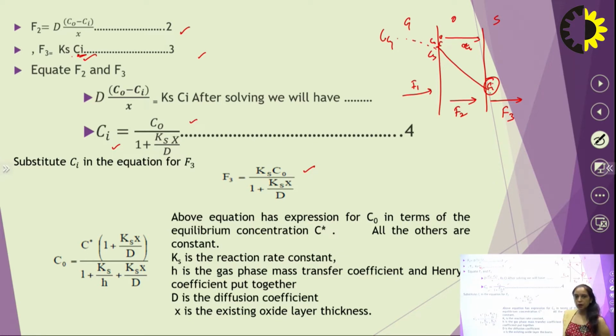And from the above equation, we have the equilibrium constant C star. This is the equilibrium constant. Ks is the reaction rate. H is the gas phase mass transfer coefficient. D is the diffusion coefficient. X is the existing oxide layer thickness.